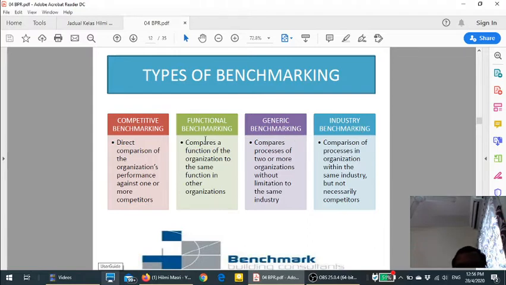So the types of benchmarking, like I said before, are competitive benchmarking, functional benchmarking, generic benchmarking, or even industry benchmarking. So for all of these kinds of benchmarking processes, we have to look whether it's suitable to be implemented in our profession or not.